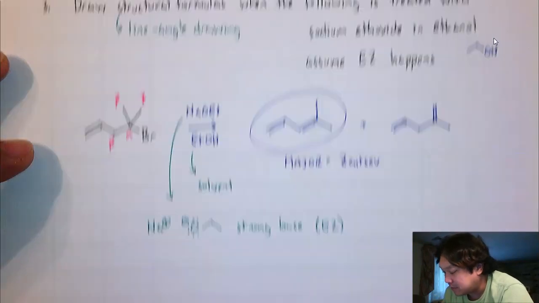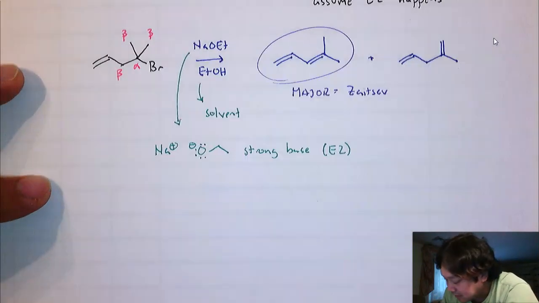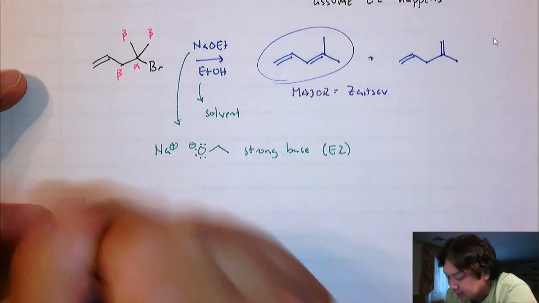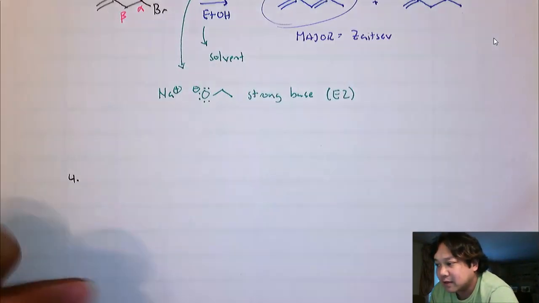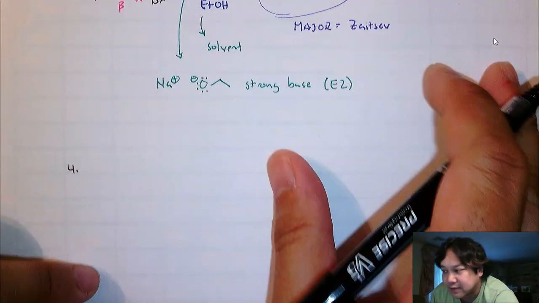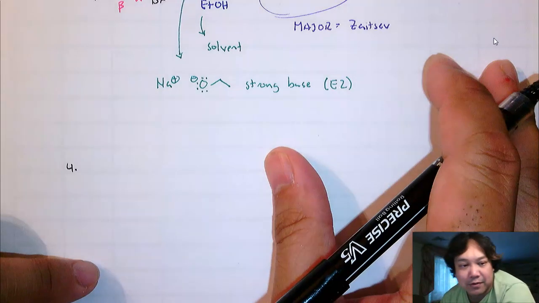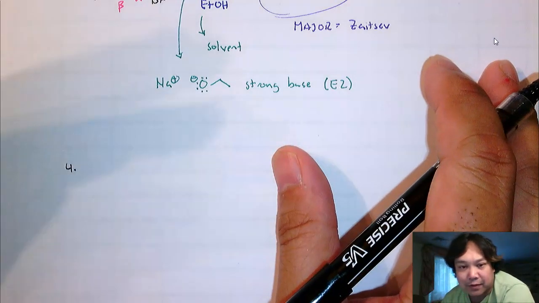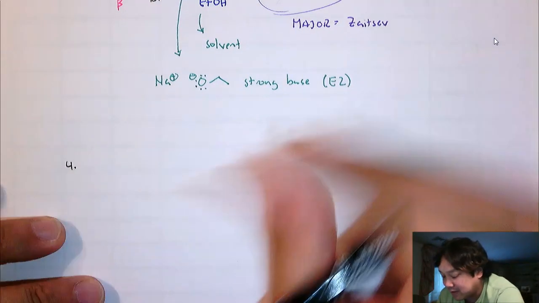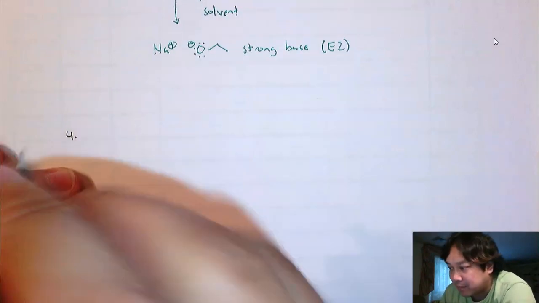I want to let me do 4, and then I might come back to one of these to discuss cis and trans isomerism. If I don't, then I'll probably do that on problem set 2. But I wanted to get to problem 4 because this one's interesting.